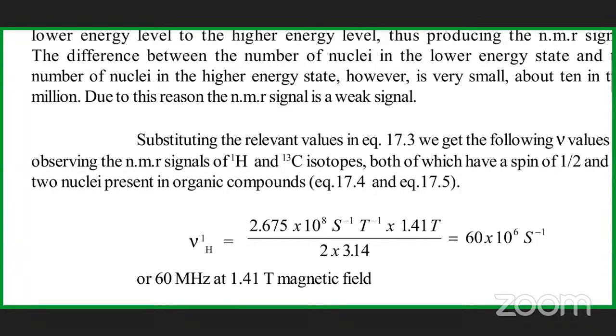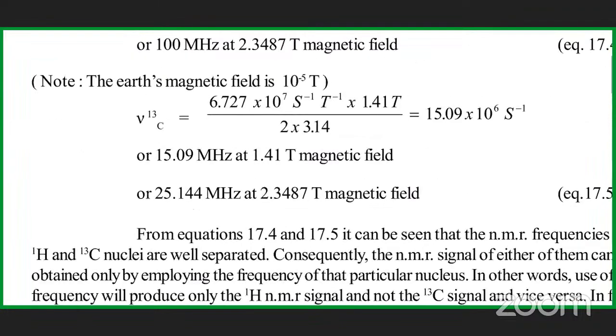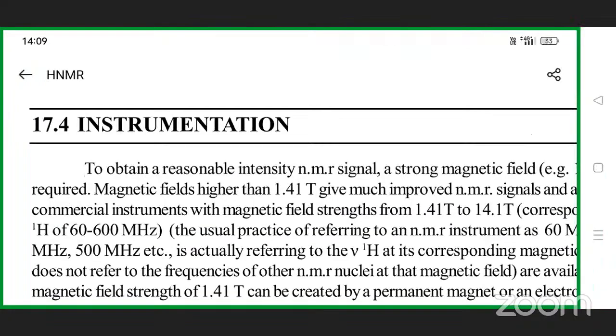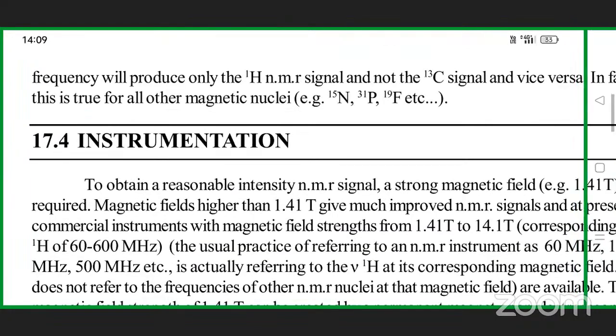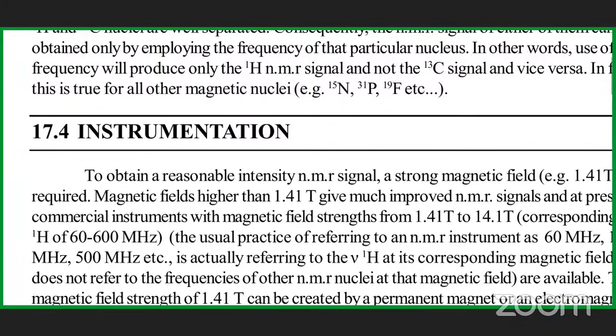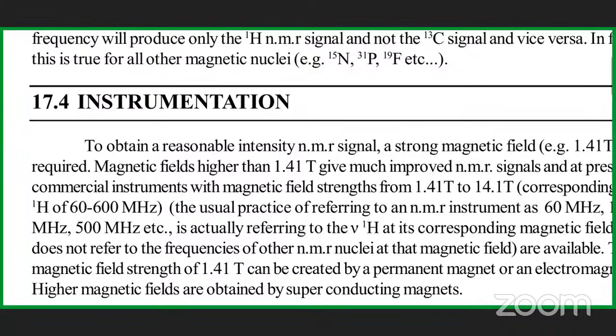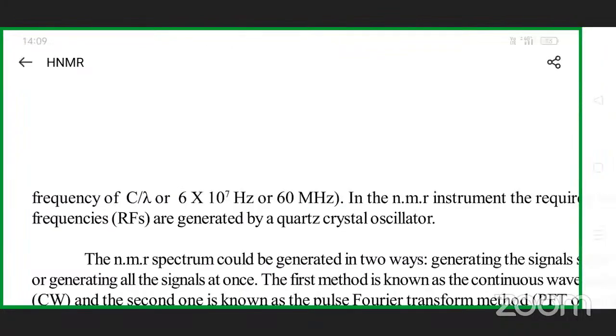And we analyze how much energy is required to promote the electron from the lower energy level to the higher energy level. That gives us the signals. The signal appears according to the energy absorption, and we also see the intensity. Now, instrumentation: we have a 120 megahertz instrument, that is the capacity of the instrument.